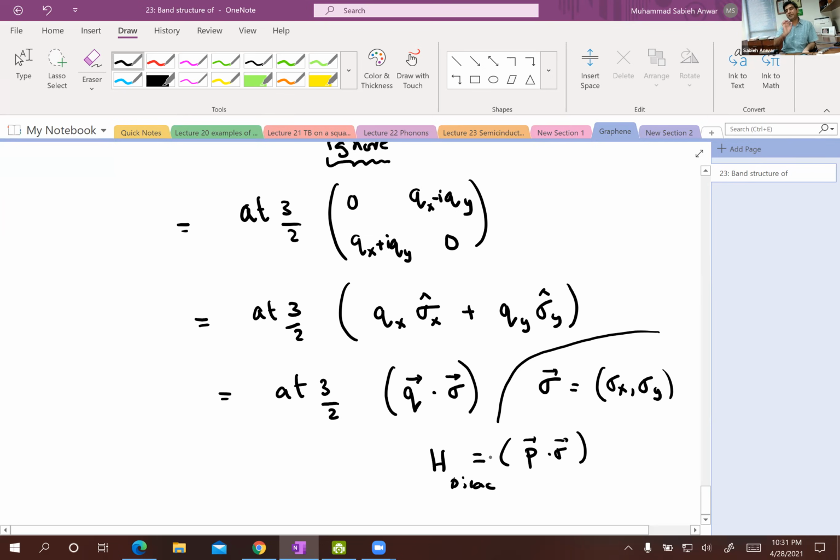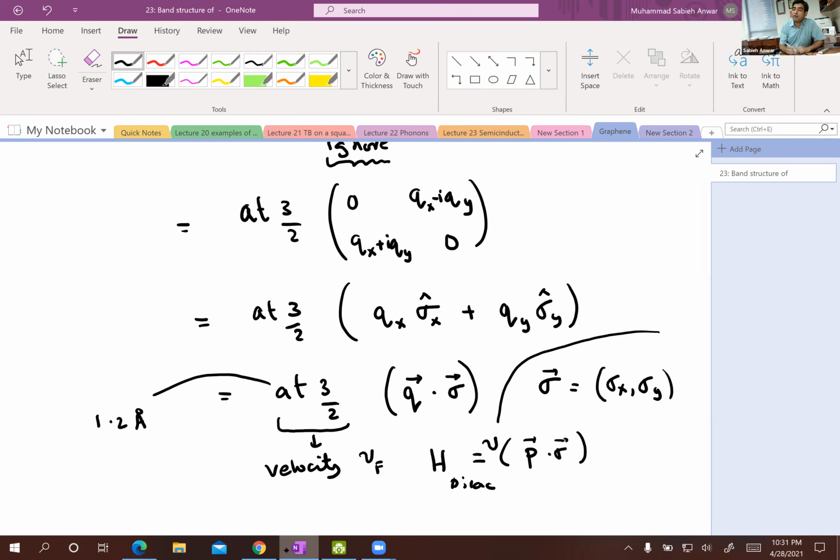And that's why these points are also called the Dirac points. So this term here plays the role of a velocity. It's called the Fermi velocity. And you'll notice that the Fermi velocity depends upon the spacing between the two carbon atoms, of the order of 1.2 angstroms, and the tight binding parameter, the hopping parameter t.